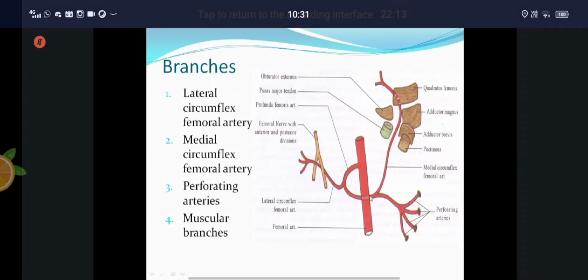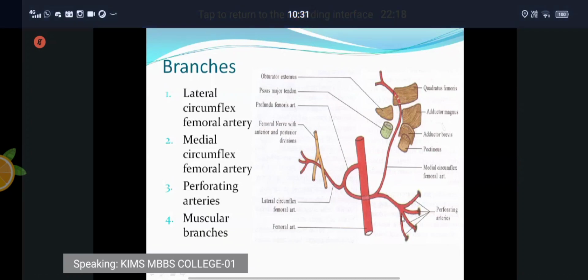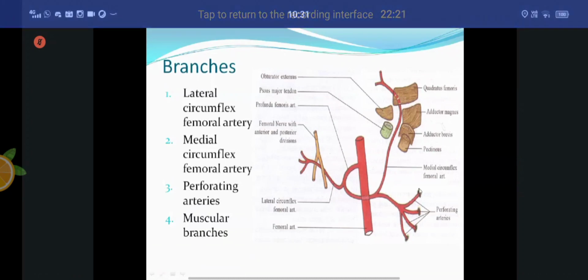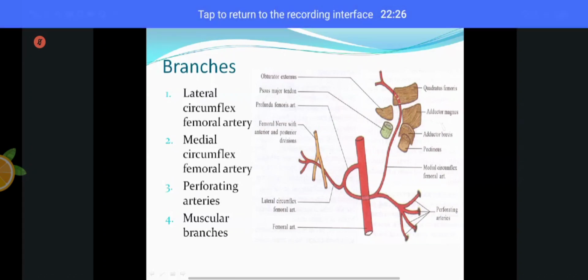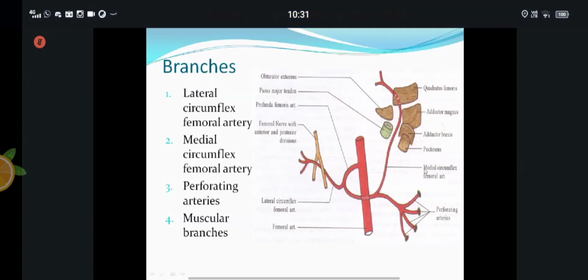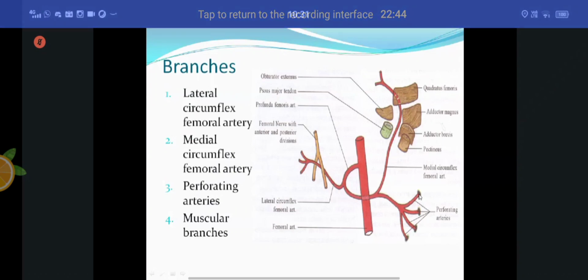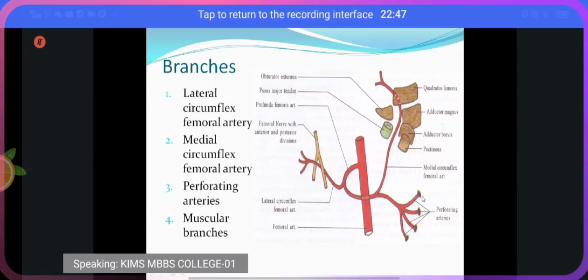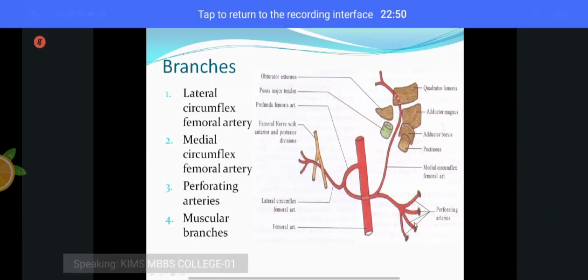And you see the perforating branches, the first one, the second one, the third one, and the fourth. What are these perforating branches? I told you there are 5 osteoaponeurotic openings in the adductor magnus muscle. I'll show you the diagram in a later class, that these perforating arteries pass through the osteoaponeurotic openings which are present in the adductor magnus muscle.